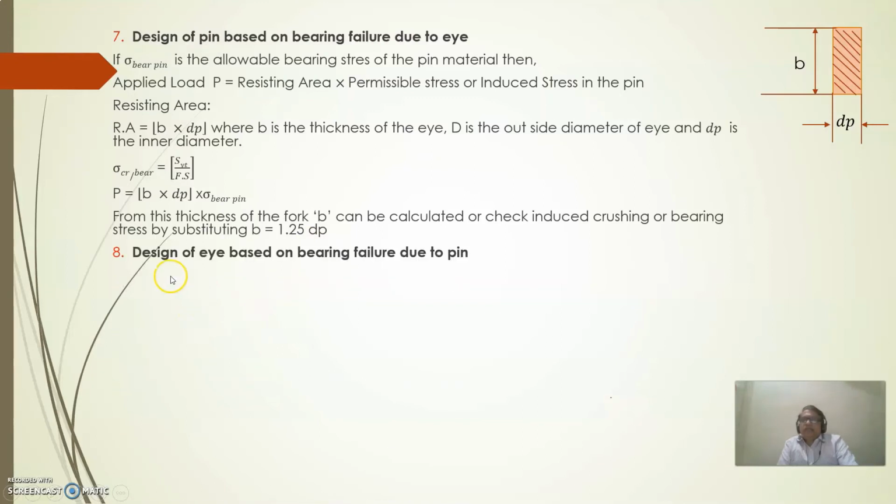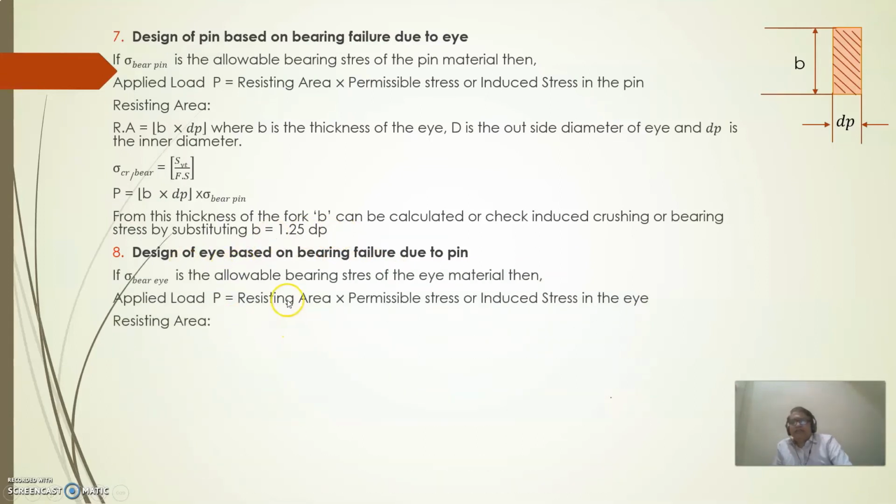So the other one is the design of the eye based on bearing failure due to the pin. So design of the eye is vice versa. Here I am designing the eye based on the failure due to the pin, because we are assuming that the pin is stronger than the eye. In that case, I am designing the eye.